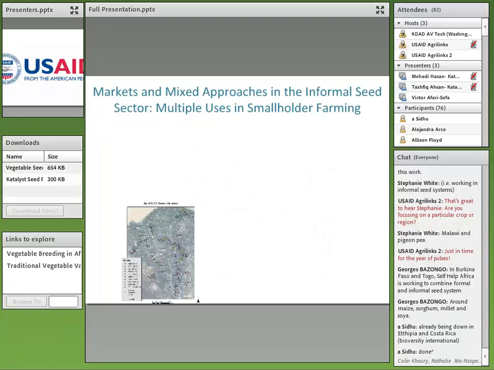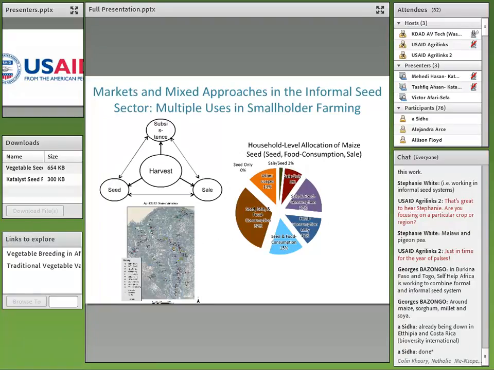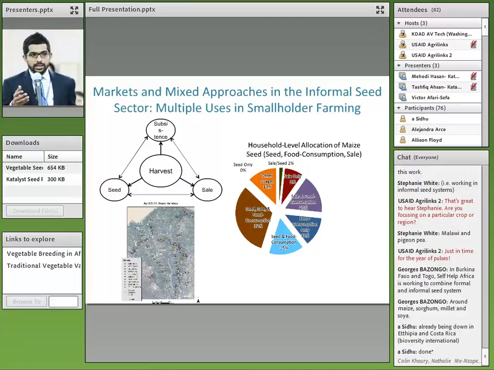Markets and mixed approaches. These informal seed systems have a huge market component. It's often mixed with non-market uses. So there's a familiar dividing of harvest between sale and marketing and seed and consumption, and here are some statistics based on extensive surveys and what it means in terms of varieties on the land. But the bottom line for me is that these informal seed systems are extremely mixed. We tend to dichotomize: is it for the market or not for the market? There is so much fluidity, and I think there are interesting opportunities there too.